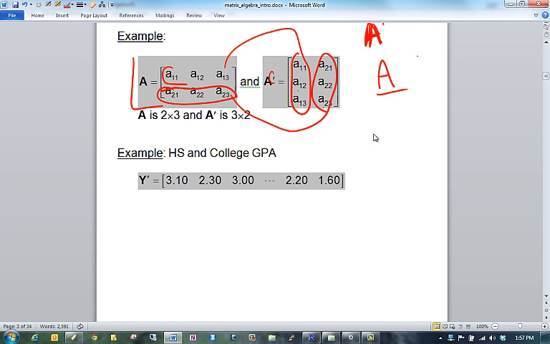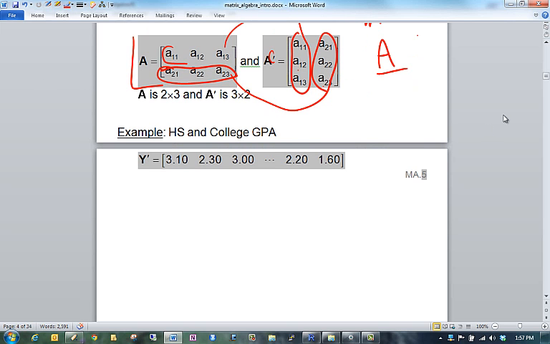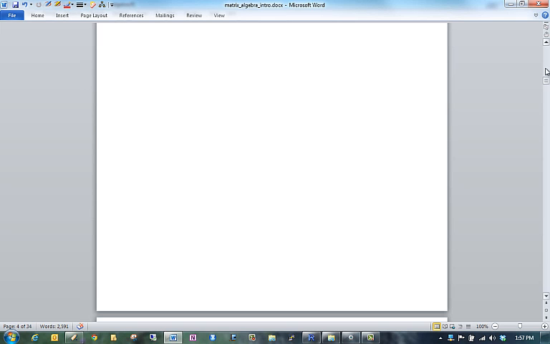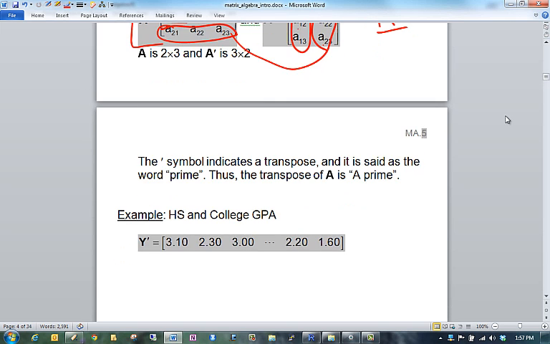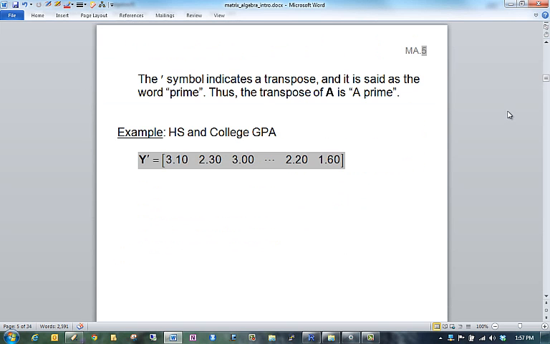Sorry, my computer's a little slow right now. So with respect to the high school and college GPA data set, we might want to make my column vector a row vector. So Y prime is a row vector, a 1 by 20 matrix.